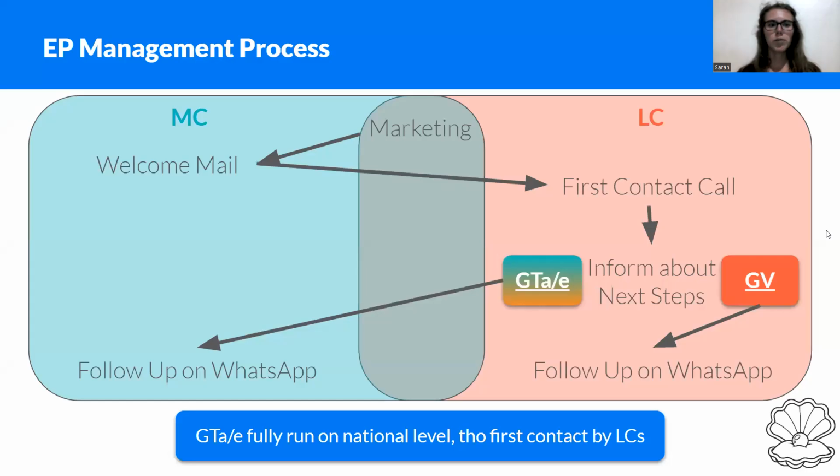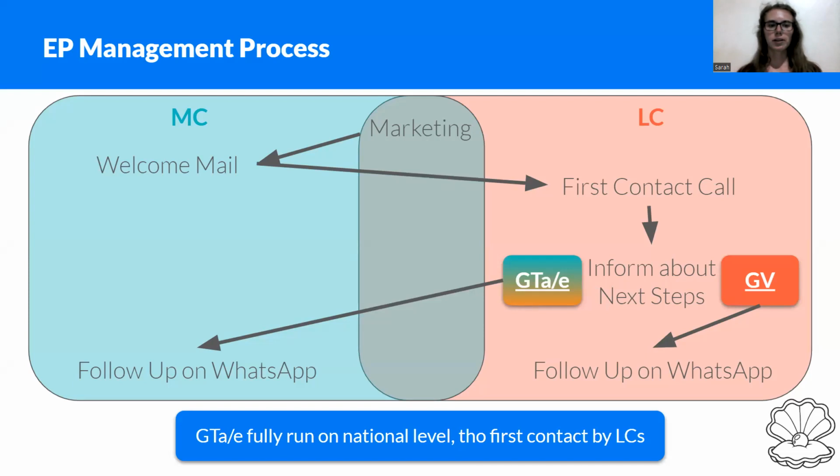Overall, the whole EP management process looks like this. We have a separation between the MC and the LC, meaning the MC, the national team, and the LCs, the local chapters. The marketing activities, where it all starts with what we just learned in the customer flow, are done by the MC and by the LCs. So the national and the local teams work together to actually attract people to go abroad for exchange opportunities.